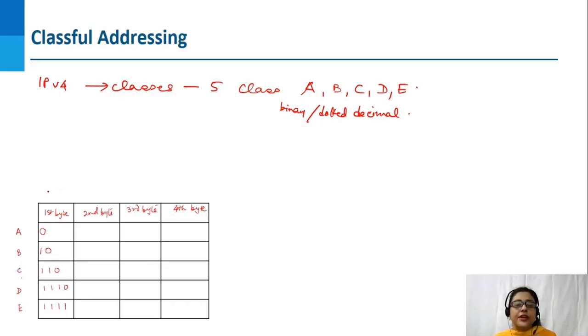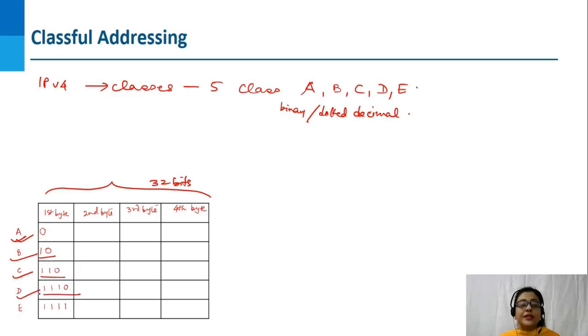Since this is a 32-bit address, there will be 4 bytes of data. So the first byte, if it starts with 0, then it is a class A address. If the first 2 bits of the first byte are 1 and 0, then this is a class B address. If the first 3 bits of the first byte of the address are 1, 1, 0, then it is a class C address. And if the first 4 bits are 1, 1, 1, 0, it is a class D address. And if the first 4 bits are 1, 1, 1, 1, then it is a class E address.